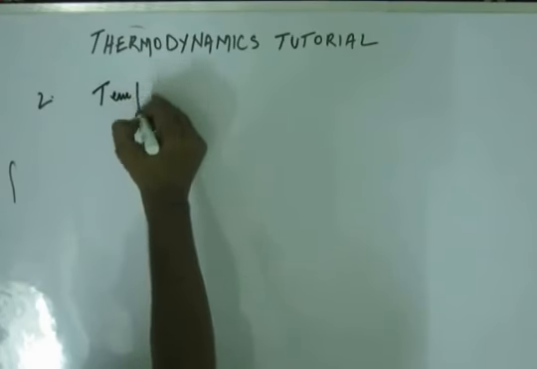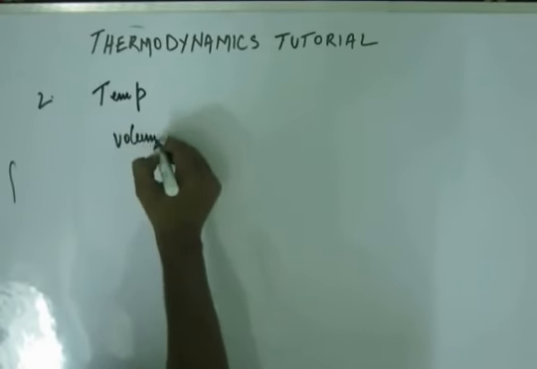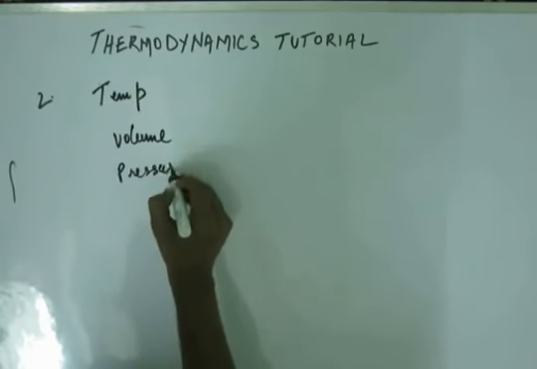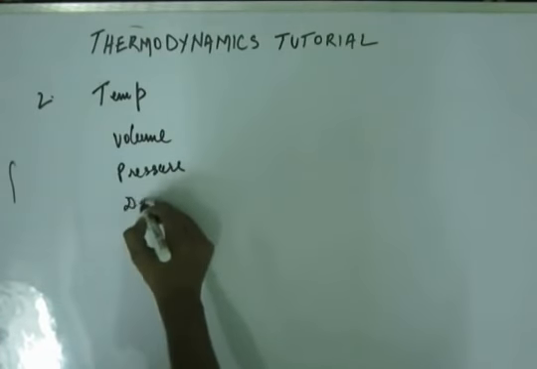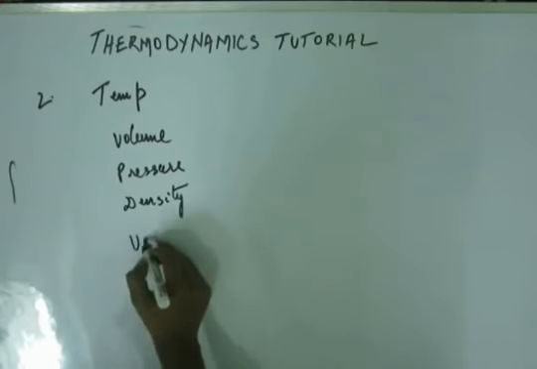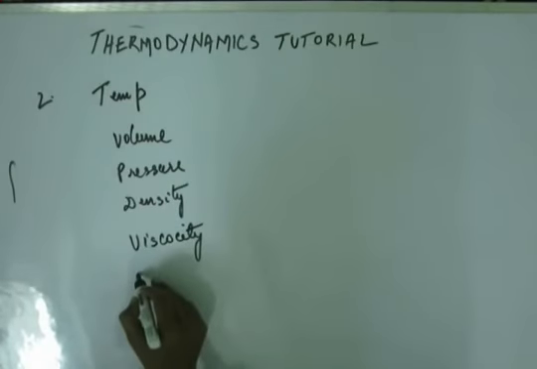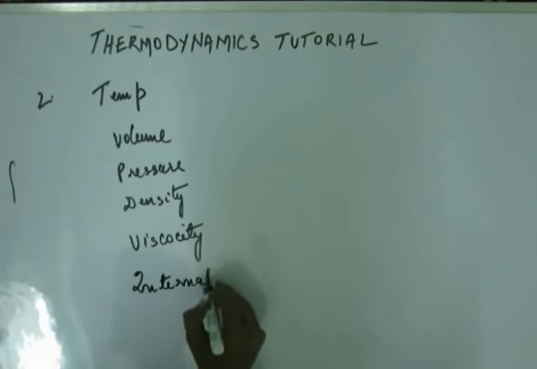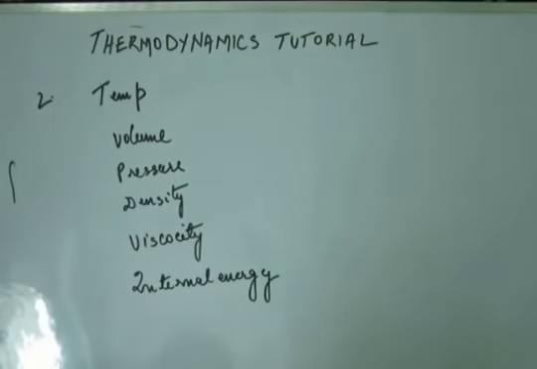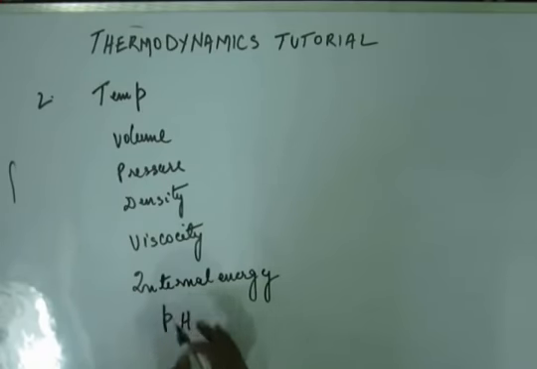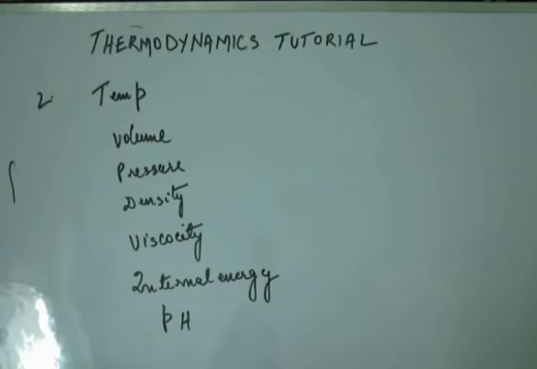Again, I'll give you the list. Temperature, volume, pressure, density, viscosity, internal energy. Enthalpy we haven't studied yet, so we'll not talk about enthalpy or Gibbs free energy now. But pH. Let's think about these quantities or these properties up till now. So what you do, you think about it, get your answer prepared before we start the discussion.